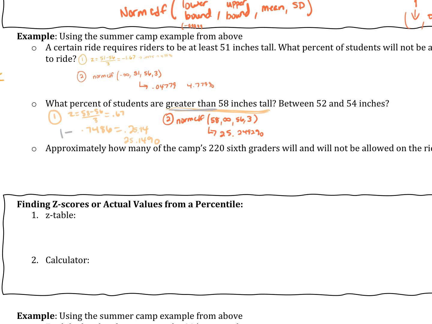For your lower bound on this one, because we're going from 58 and higher, 58 is your lower bound. And then for your upper bound, just type in 9999999 in place of that. And then, nope, you want to change these. That's part of it too. If you keep the 0 and 1 there, RJ, then it's going to give you the scores as a z-score, not as the actual values. And then what was our mean, 56 and 3?